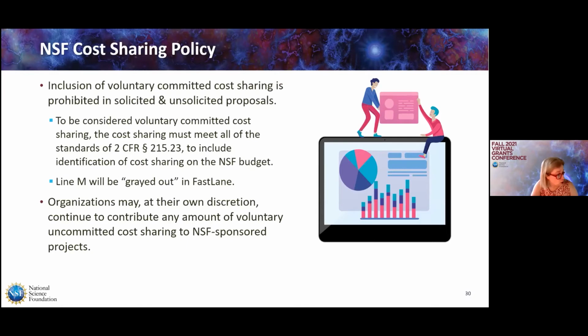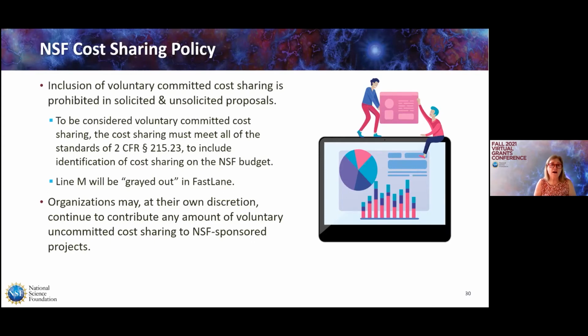Now I'm going to talk just for a little bit about NSF's cost sharing policy. Many years ago, cost sharing was a very, very big issue at the National Science Foundation. And as a result of that, the National Science Board made changes to our cost sharing policy that I'd like to kind of just dissect for you and make sure that you understand.